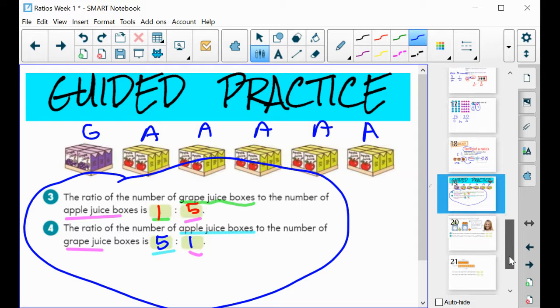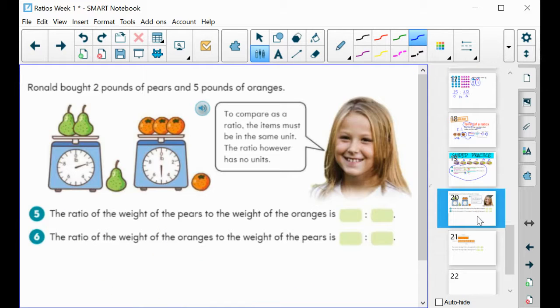Okay, we're going to do just a couple more altogether today. I know this one is a little bit tricky to see on the actual scale, so I will help you. Ronald bought 2 pounds of pears and 5 pounds of oranges. We can use that to help us, I guess.